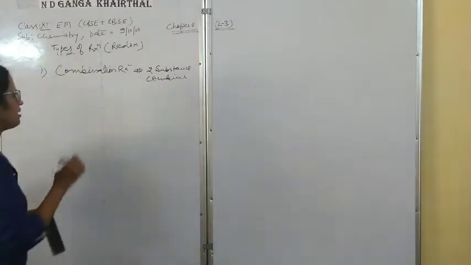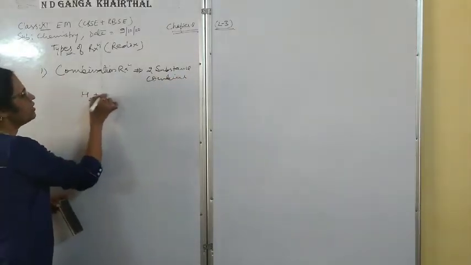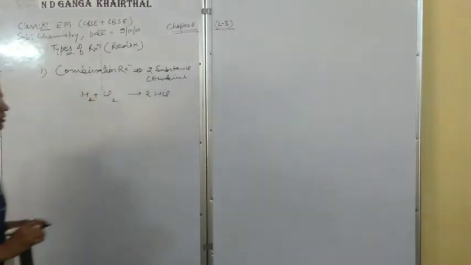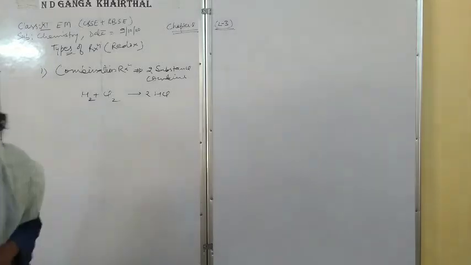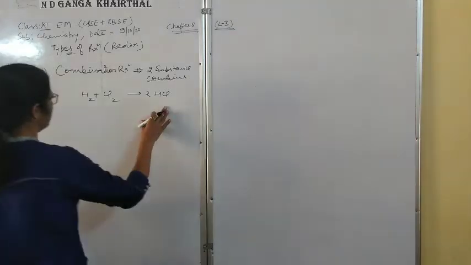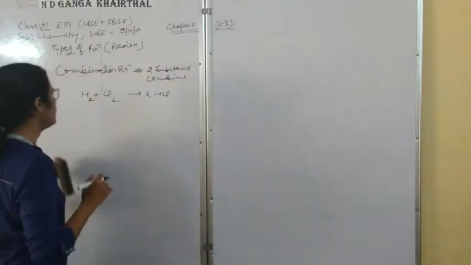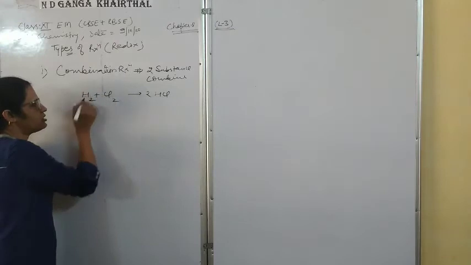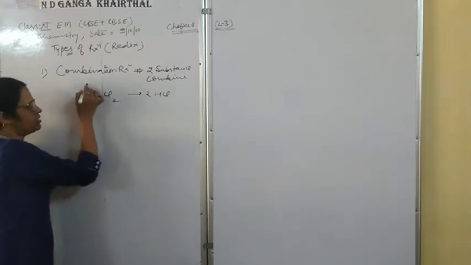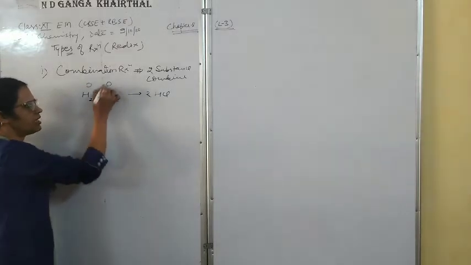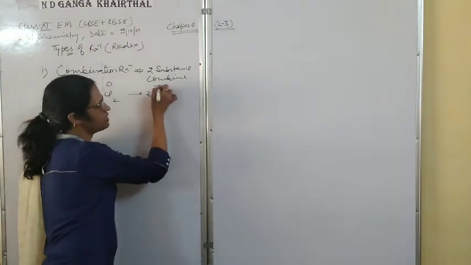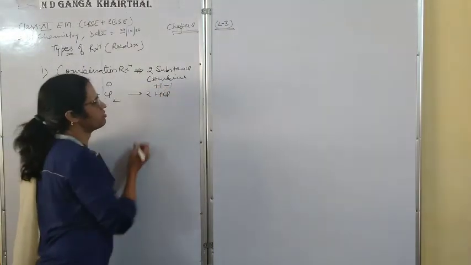For example, H2 plus Cl2 forms 2HCl. Clear? H2 plus Cl2, so both are combining and forming this. So it's a combination reaction. Here we have hydrogen. Hydrogen is in pure elemental state and it is a gas, so its oxidation number is 0. Cl2's oxidation number is also 0. But in HCl, H has +1 oxidation number and Cl has -1 oxidation number.